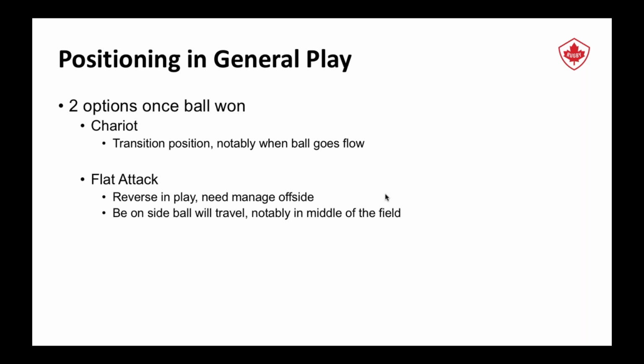So in the scenario where we are in flat attack, we typically want to be on the side of the ruck where we anticipate the ball traveling, especially when we're in the middle of the field. It's a difficult position to be in if we're constantly on the opposite side of where the ball is going to go. And we'll take a look at why that might be the case. And then obviously to move ball in line once we've moved out of that initial transition position of chariot or flat attack into following the ball.